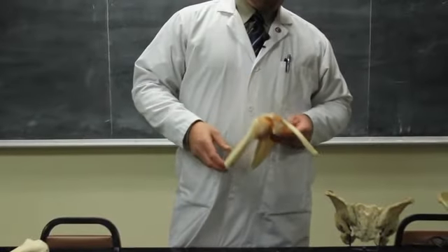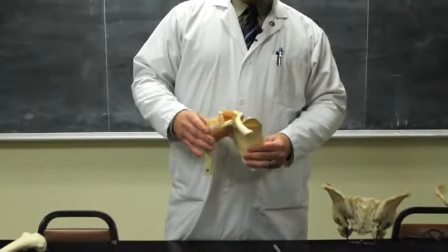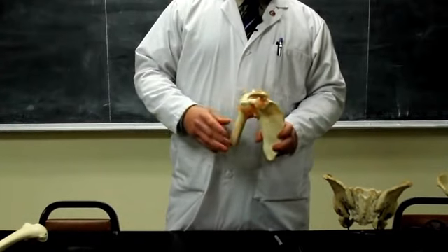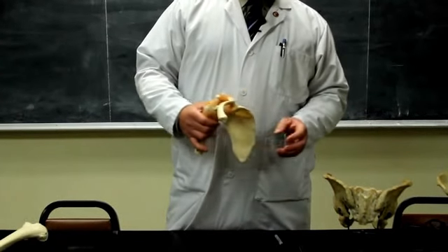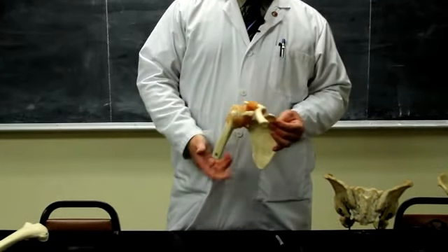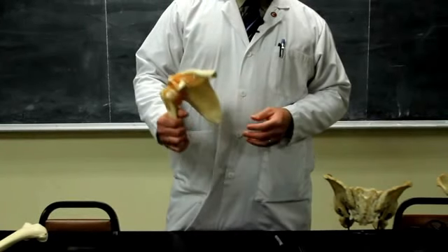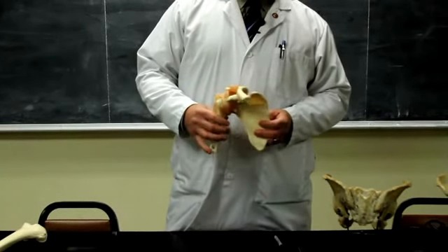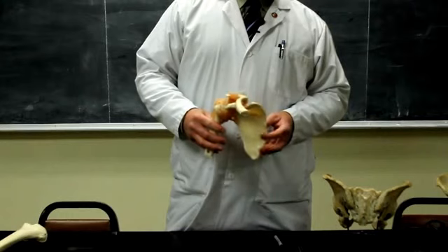Okay, what we're looking at here is the pectoral girdle. It's going to consist of the clavicle, the scapula, and the humerus. There are a number of articulations that we'll mention in just a minute as we do the bones individually.